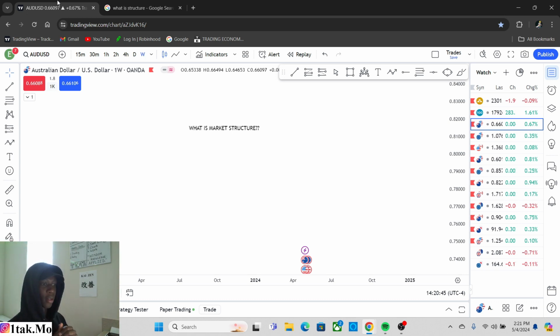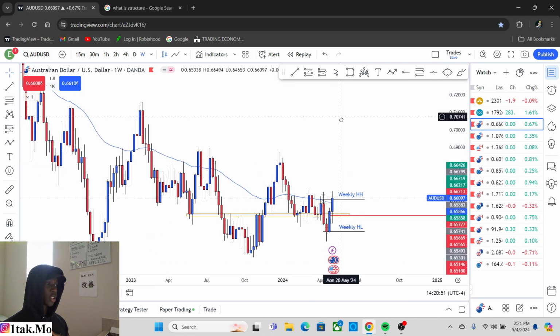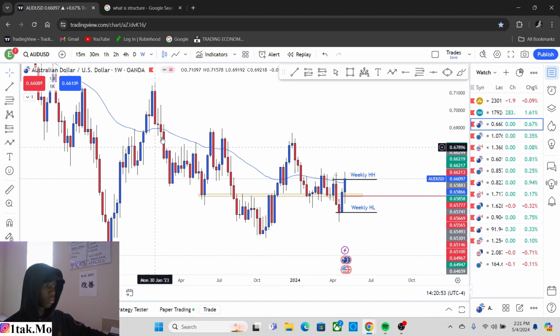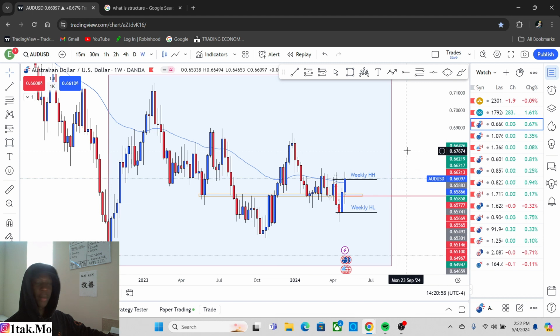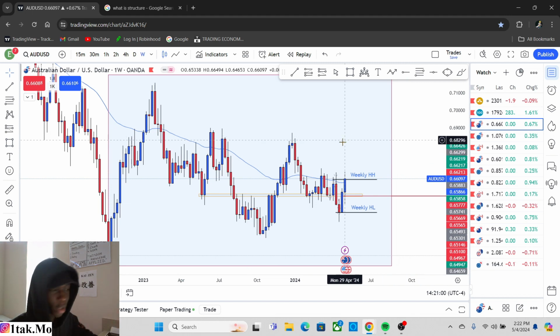Like the charts, they have a structure. Now market structure is the structure of the market. This right here, this is market structure. Literally all of this is market structure. Boom. Now I'm gonna be showing you guys how to read market structure.